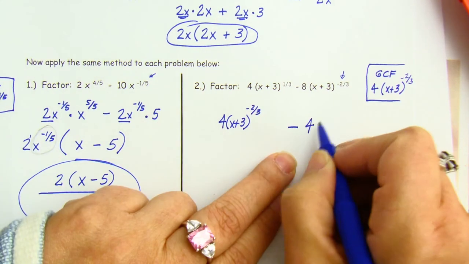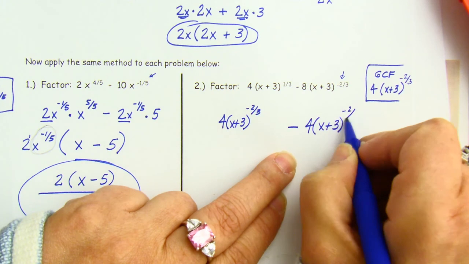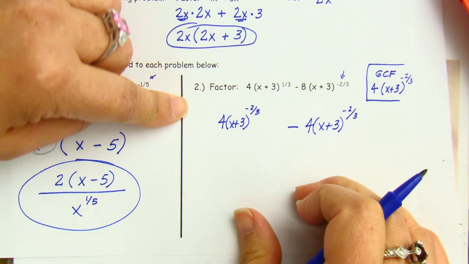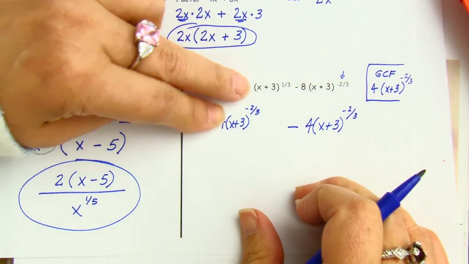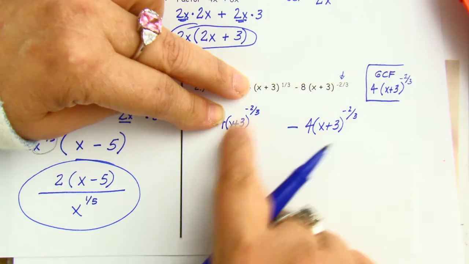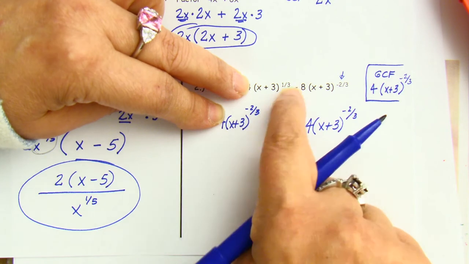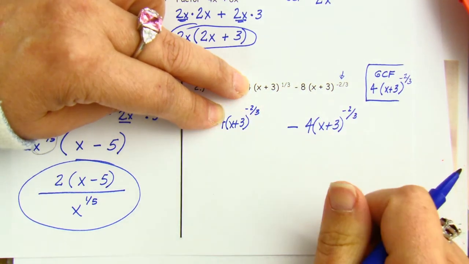Or x plus 3 to the negative 2/3. Then I do a comparison. Or actually, it's like I'm dividing out my GCF. 4 divided by 4 is 1. This is not the same as this. So now I'm going to subtract exponents. 1/3 subtract negative 2/3 is 3/3.